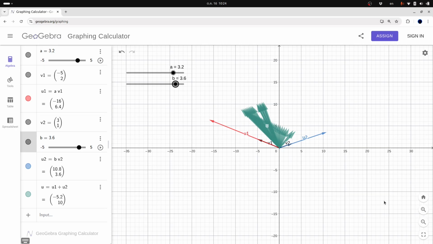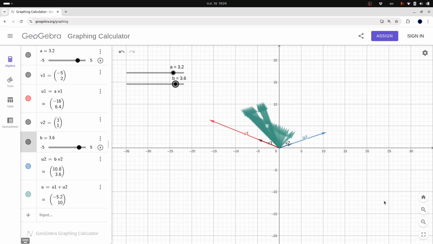So given two vectors, we can generate a new vector by scaling the first vector, scaling the second vector, and adding them up. These vectors are what we call linear combinations. Each of these vectors is a linear combination of u1 and u2, or v1 and v2. So a linear combination is just the addition of the scaled versions of the vectors you have.